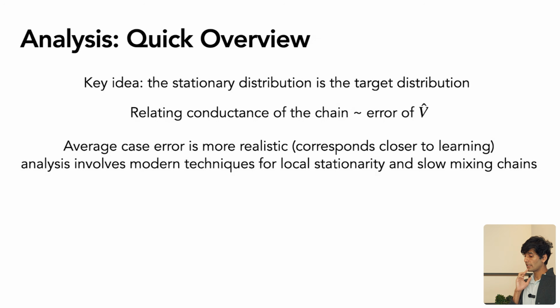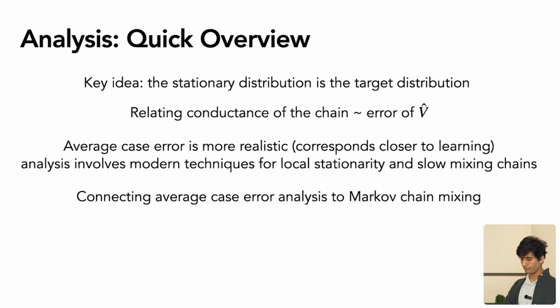It turns out the average case analysis, which is a more realistic version, involves modern techniques in local stationarity and slow mixing Markov chains. We don't have to worry about that too much, but it's an interesting line of thought that is being explored recently. And overall, the whole analysis connects average case analysis to Markov chain mixing times.